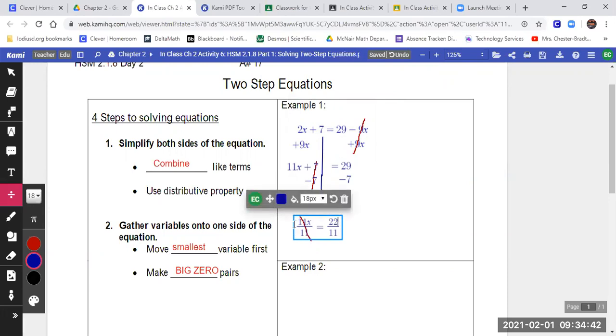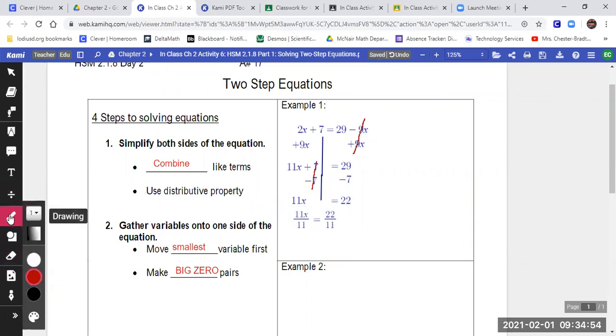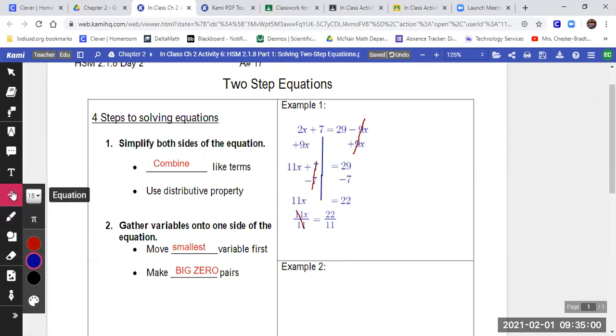Now, are all the problems going to come out pretty with the answers? No. Okay, yes, you can have a fraction answer. But since I'm in control of it, I'd rather not have that. So I'm being nice and we're going back and adjusting the original problem to be something that's easier to work with. Okay, so what is 22 divided by 11? What is our x equal?